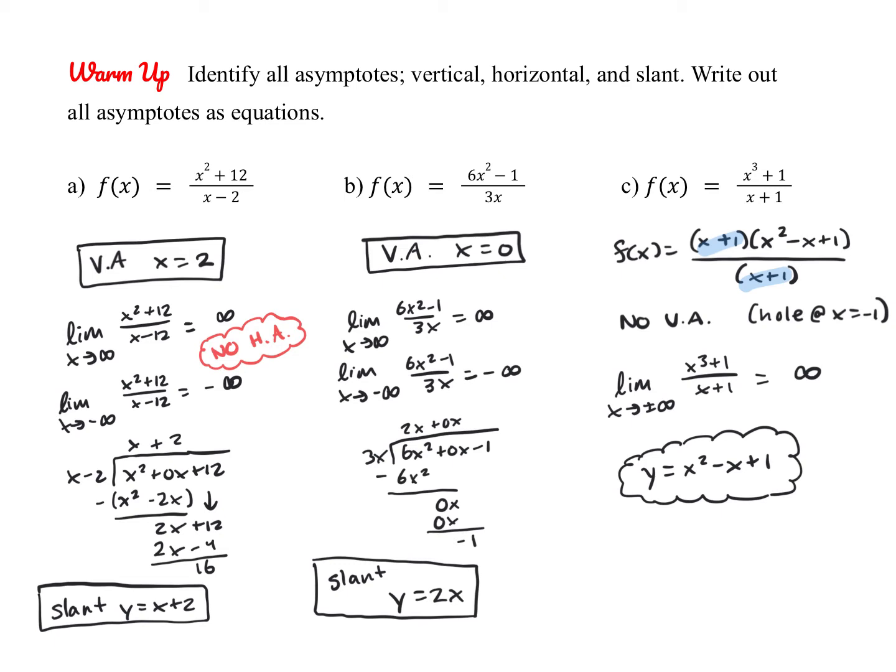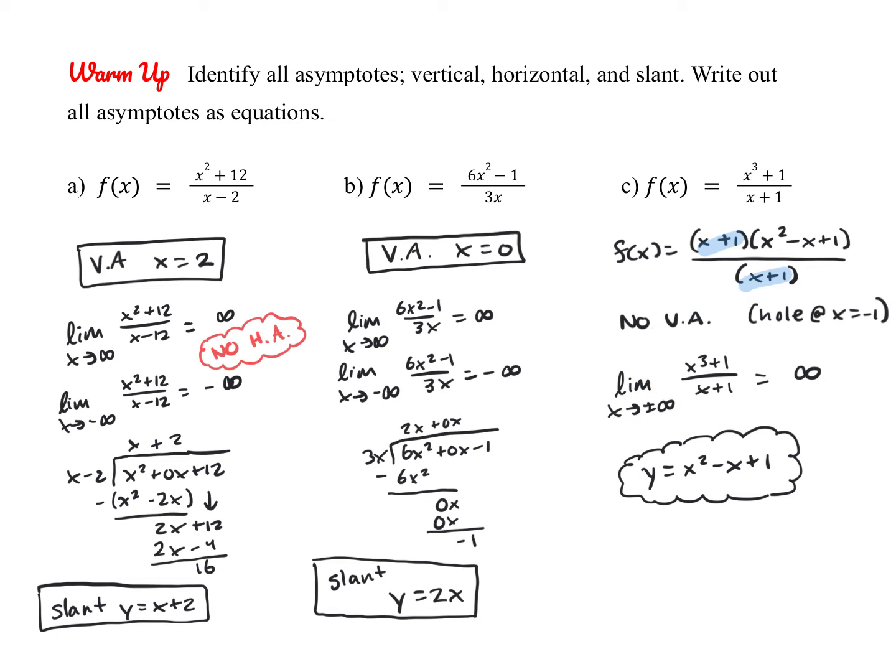And then for part C, if you factor the numerator, you'll see that this factor of x plus 1 actually cancels out. So that's not going to create an asymptote. It's actually just going to create a hole at x equal to negative 1. So there's actually no vertical asymptotes here.